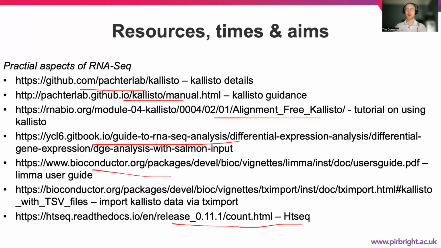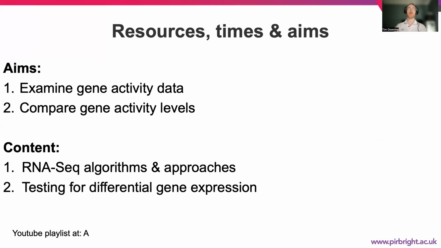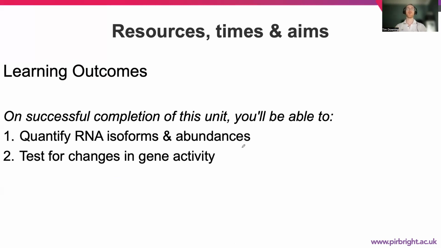So our general goals in this course are to look at gene activity levels and gene activity data and analyze that with RStudio, to consider the RNA-seq algorithms that exist and different approaches that we can take, as well as different approaches for gene expression analysis. So what we want to do ultimately is quantify the different isoforms that are present in RNA-seq data and their abundances. And we also want to test for changes in gene activity in the context of our experiment.